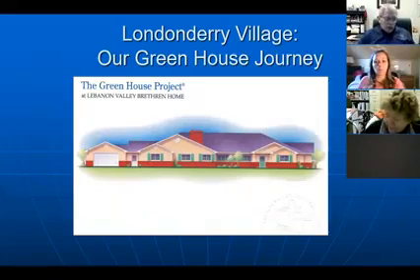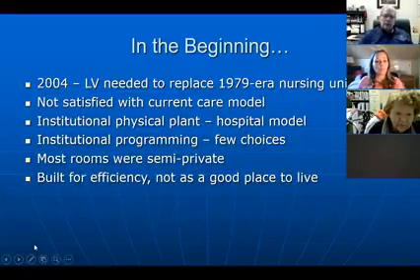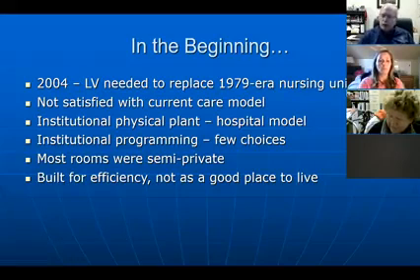We can go to the next slide, Jamie. I arrived here in 2004, and the board of directors confronted me with the need to replace the 1979 era nursing units, which were built in the very traditional model that you see when you would go to most nursing homes.